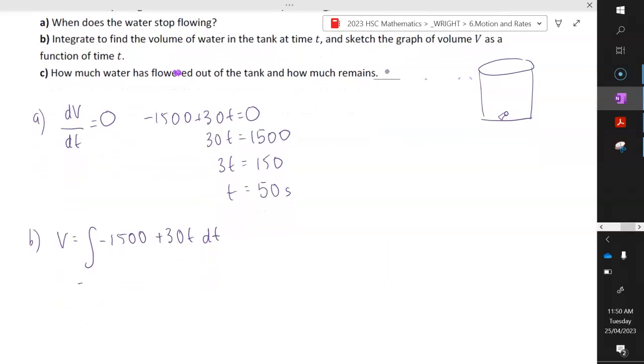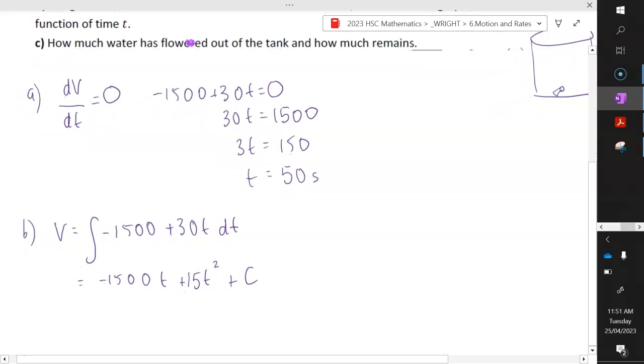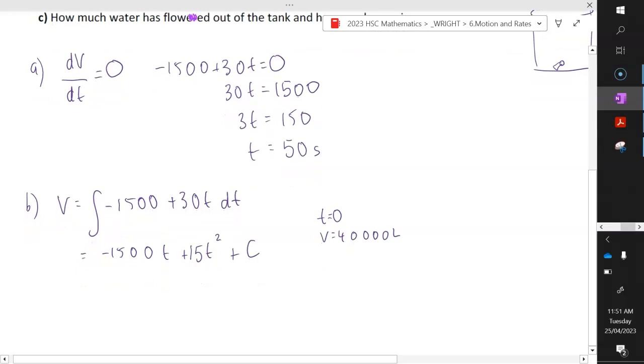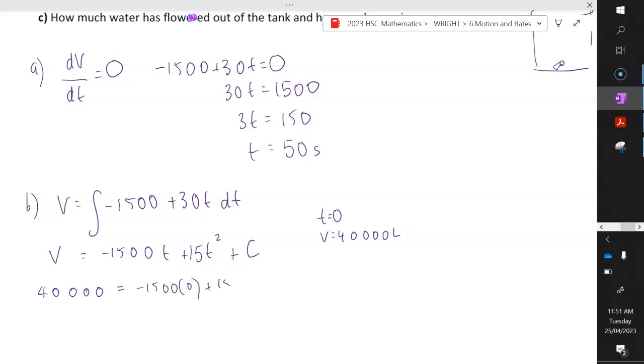So what we're going to end up with is minus 1500t plus, add 1 to the index, divide that 30 by the 2, and I'm going to end up with 15t squared plus c. Now, do you remember though, right at the start, we looked at the water tank and we said that initially at time equals 0, our volume was 40,000 litres. So I'm going to use that information to work out what my constant C is when I've integrated. So I've got that 40,000 litres is equal to minus 1500 times 0 plus 15 times 0 squared plus C.